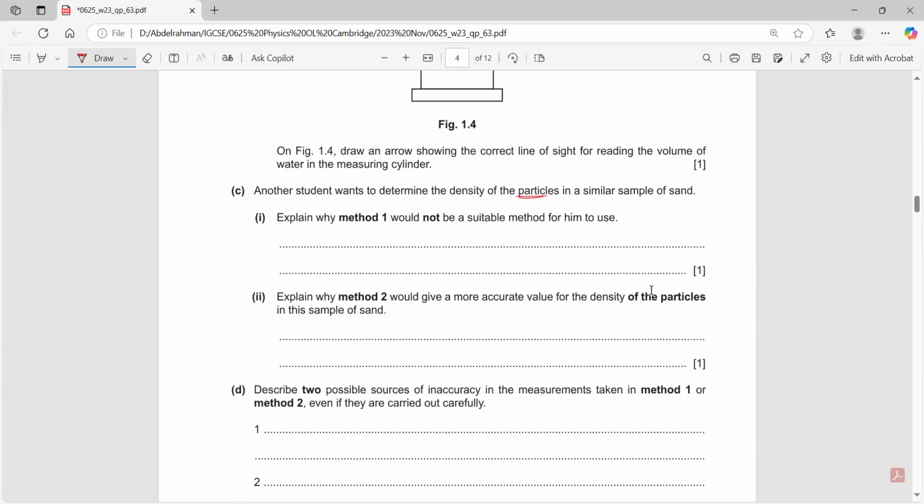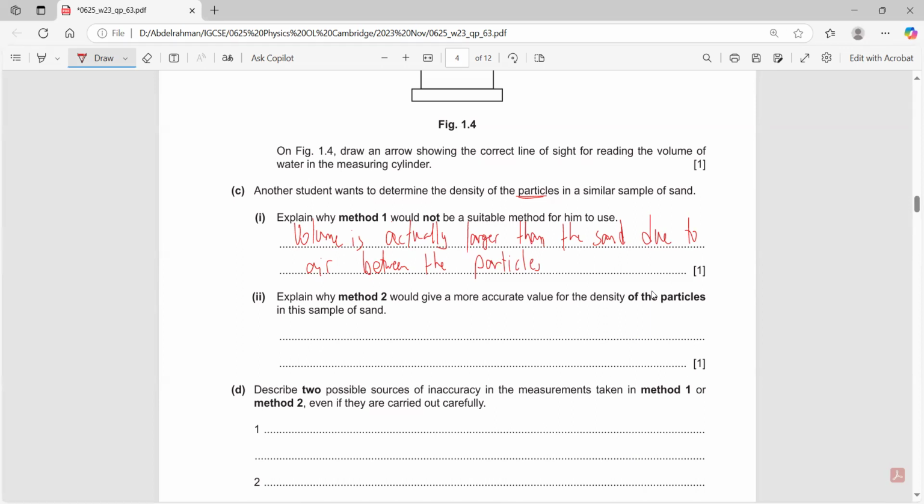So for this question, you need to say that the volume is actually larger. Why? Because due to the air between the grains, the volume is larger than the sand alone. Why? Due to air between the particles, or the sand grains or whatever.